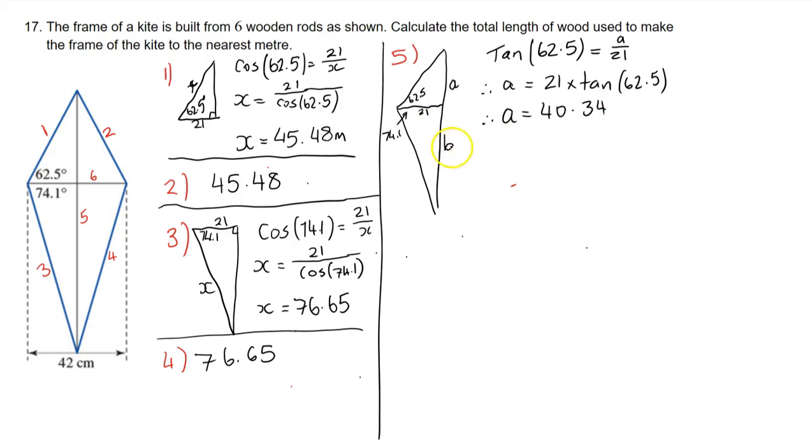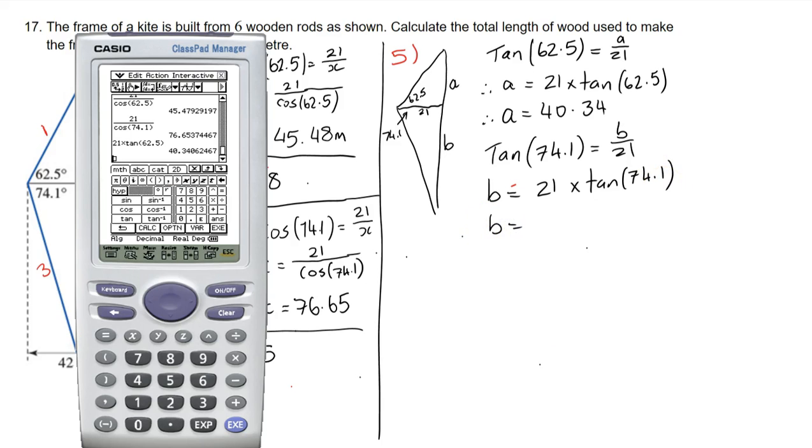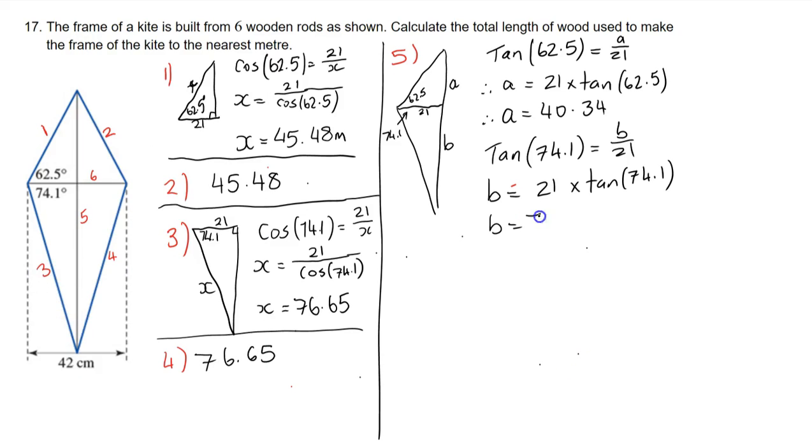Okay, and then I'm going to try and find B. So I've got opposite over adjacent again, so I'm using tan. This time of 74.1. Opposite over adjacent. B is being divided by 21. The opposite of that is timesing by 21. Okay, so B is 21 times tan of 74.1, 73.72.